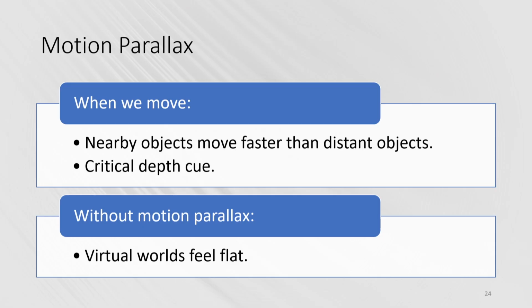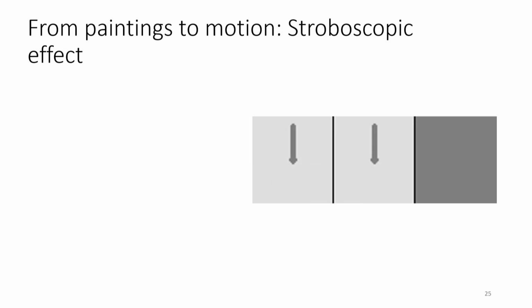Let us understand motion parallax. When we move, nearby objects move faster than distant objects. That gives us a cue about the depth. So, we can tell which objects are nearby and which objects are distant, depending on how fast they seem to move. Without this kind of motion parallax, virtual worlds will feel flat, and so we need to replicate this in our VR systems.